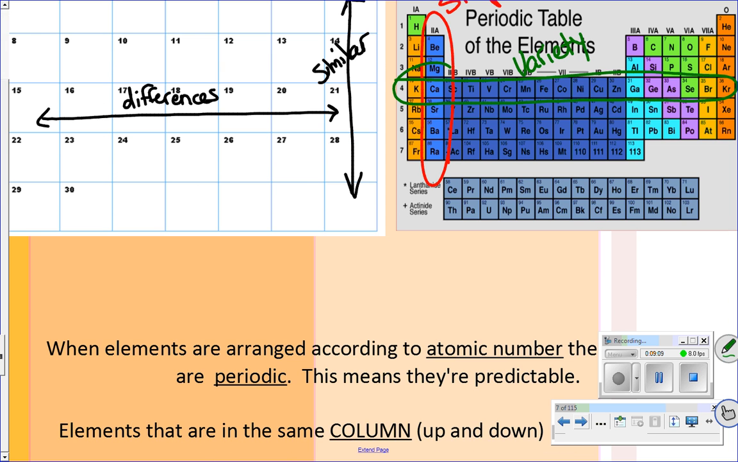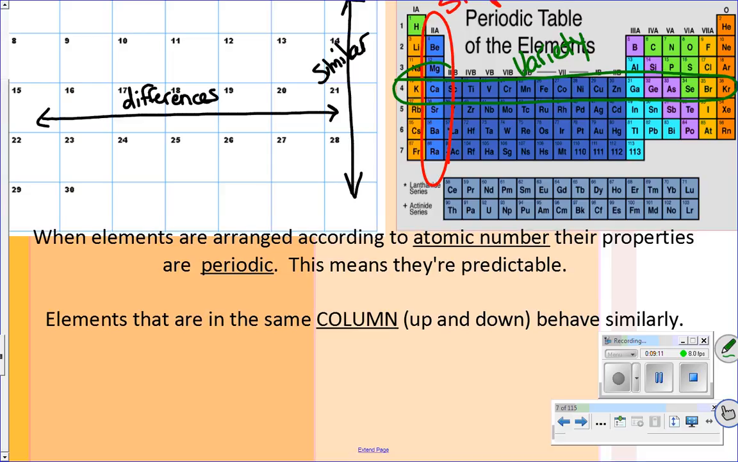When elements are arranged according to their atomic number, their properties are periodic, or predictable. So when we go across a row like row 4, for example, the beginning of row 4 started with potassium. When we end up back down at rubidium, we're going to see a repetition of properties. Rubidium is going to have some similarity in its behavior to potassium. Elements that are in the same up and down column, remember columns are like the columns in a building, they are vertical, not horizontal, are going to behave similarly.